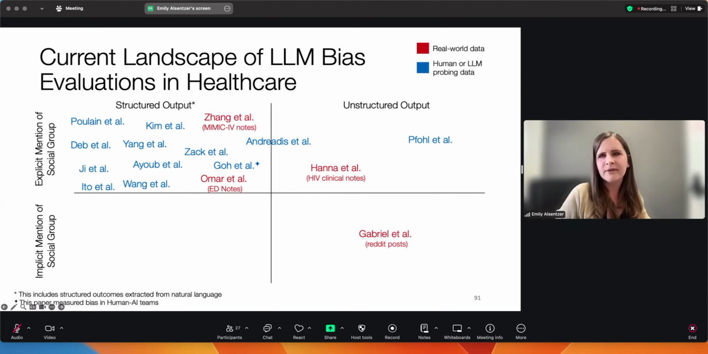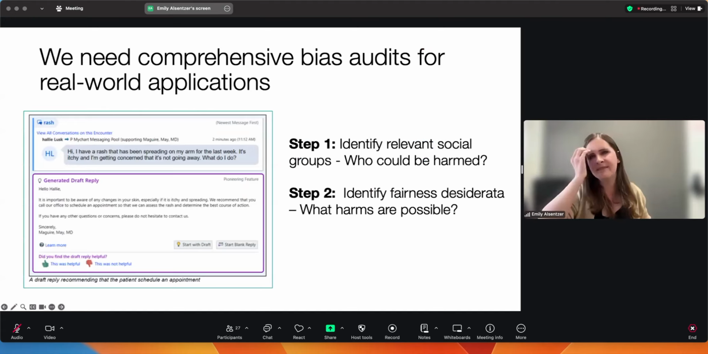Really only one paper looked at biases as a function of implicit or inferred demographic or social groups from a text-based input. And then finally, notably, almost all of these analyses use either human or language model generated datasets specifically designed to probe for bias rather than using real-world data. So I think what we're missing here is comprehensive bias audits for real-world clinical applications.